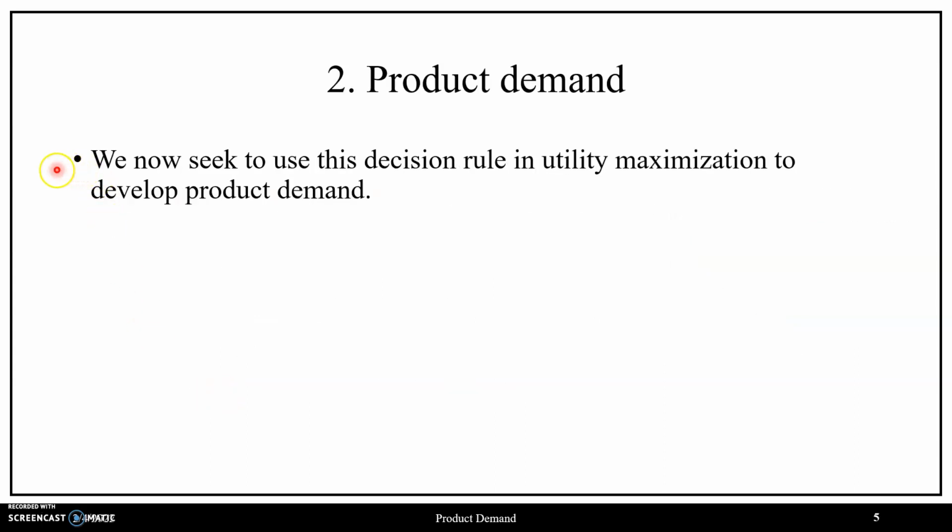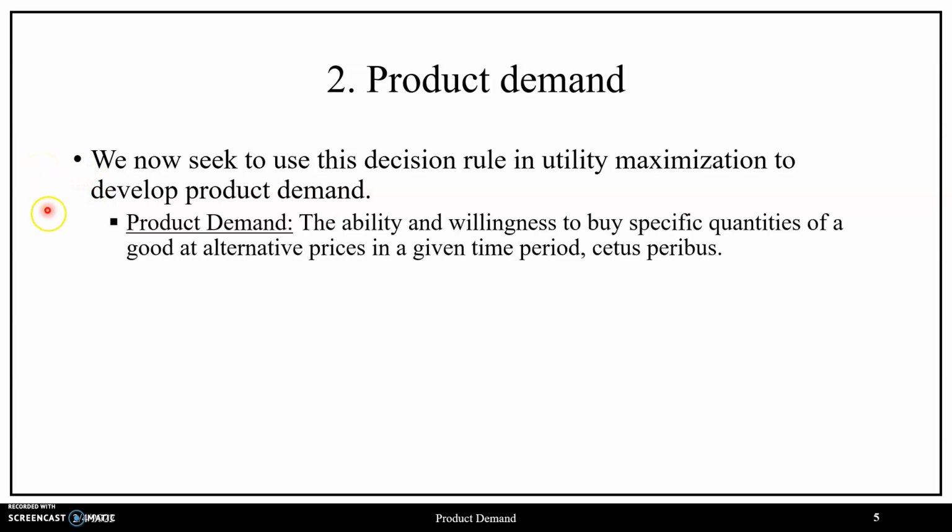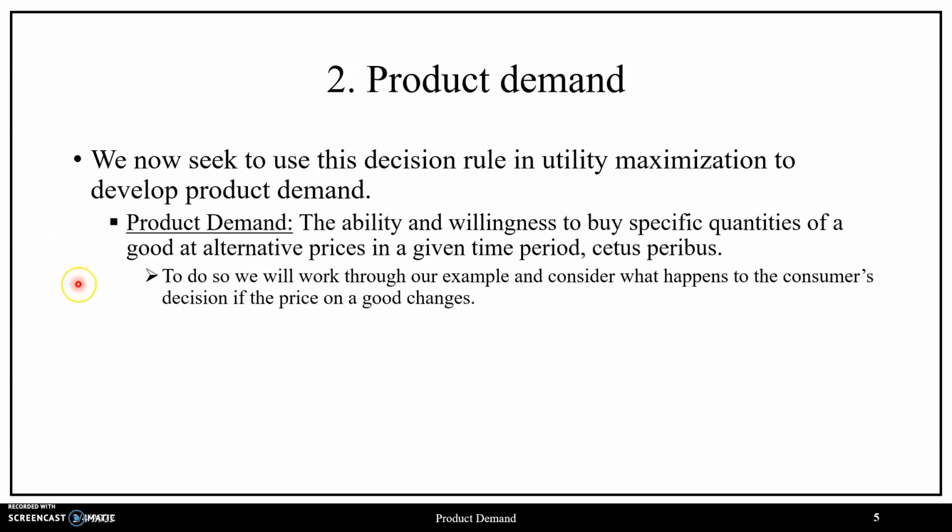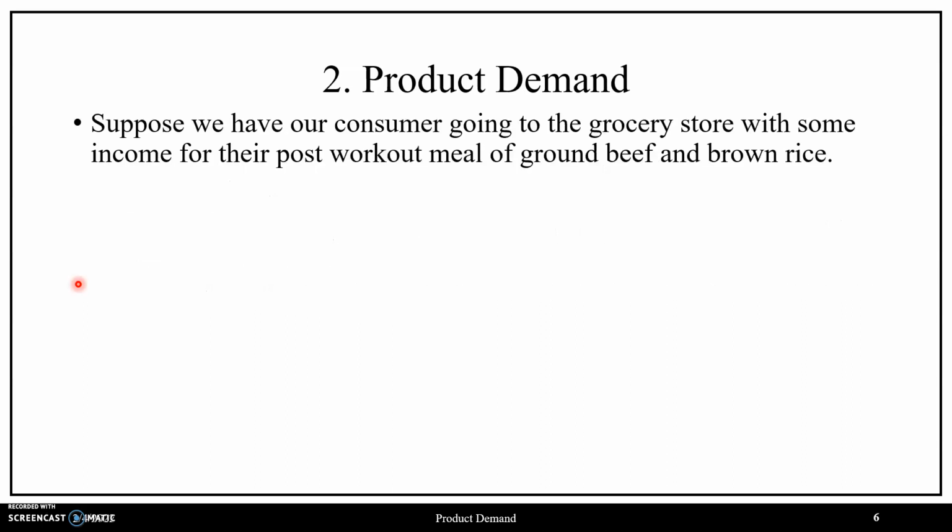So now we seek to use this decision rule in utility maximization to develop product demand, which recall is the ability and willingness to buy specific quantities of a good at alternative prices in a given time period, holding all else equal, or ceteris paribus. To do so, we will work through our example and consider what happens to the consumer's decision if the price on a good changes.